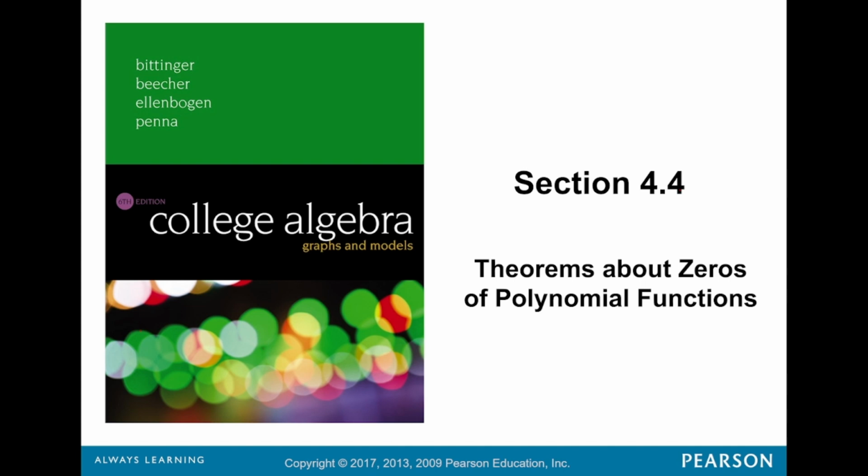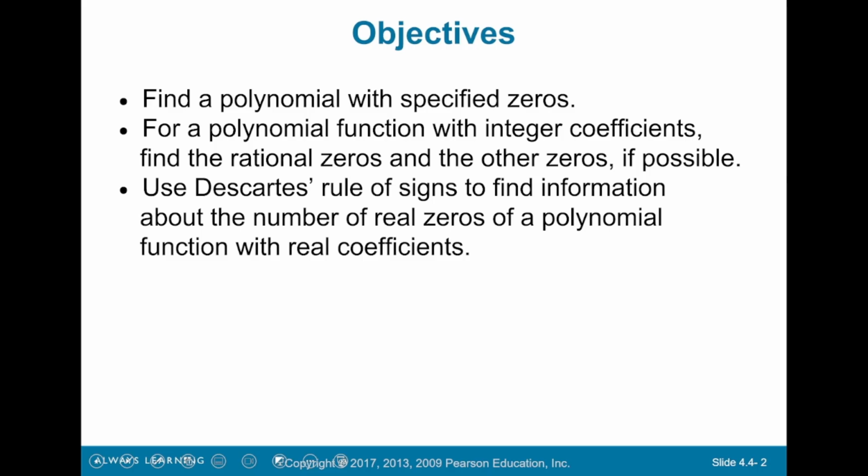Today we're going to be discussing section 4.4 about theorems about zeros of polynomial functions. So we're going to find a polynomial with specified zeros. For a polynomial function with integer coefficients, we're going to find the rational zeros and other zeros if possible. And then we're also going to learn Descartes' rule of signs for polynomials and determining the number of real zeros that we get with that polynomial.